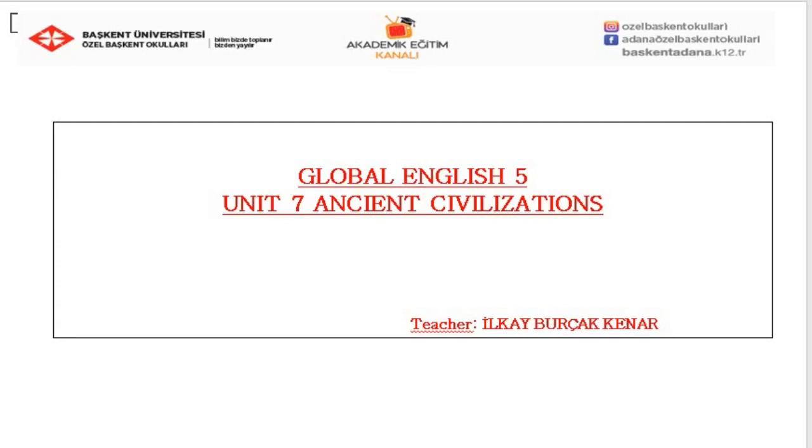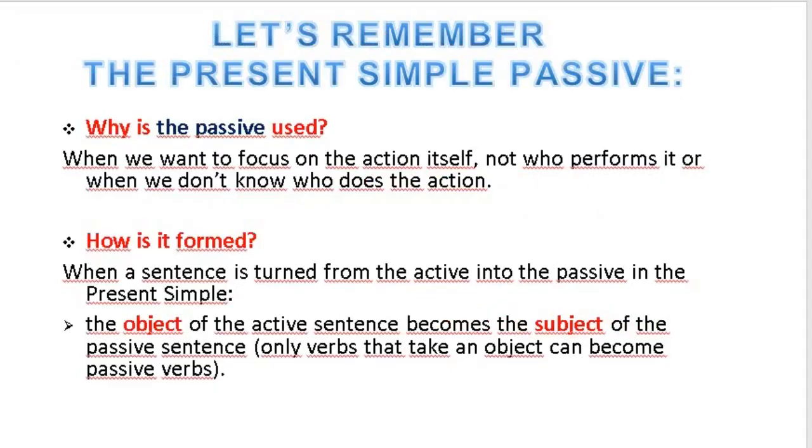This is Unit 7. In this video lesson, we are going to talk about present simple passive and past simple passive. But first of all, let's remember the present simple passive. Present simple passive is used to talk about some actions which are performed in the present.